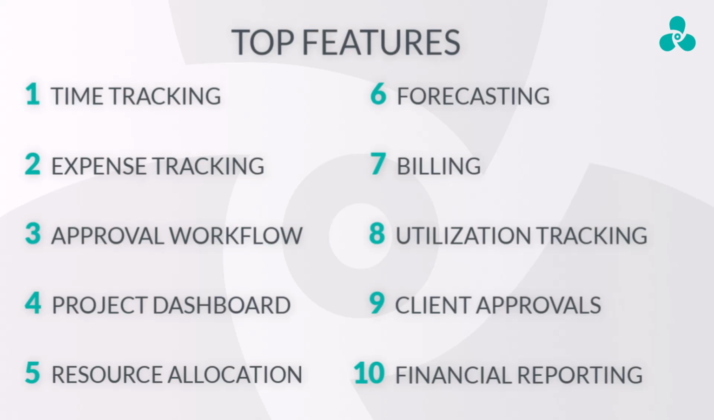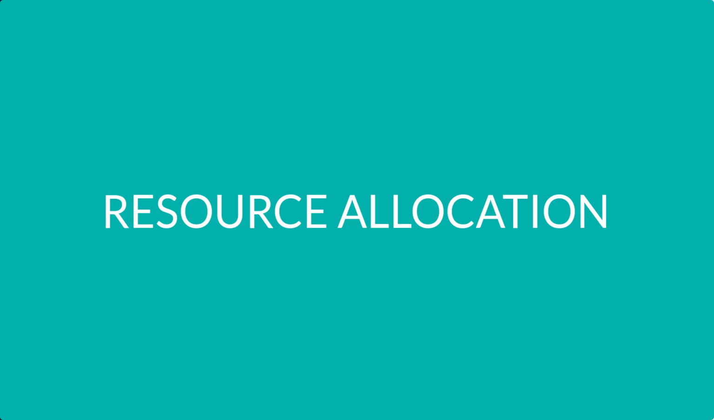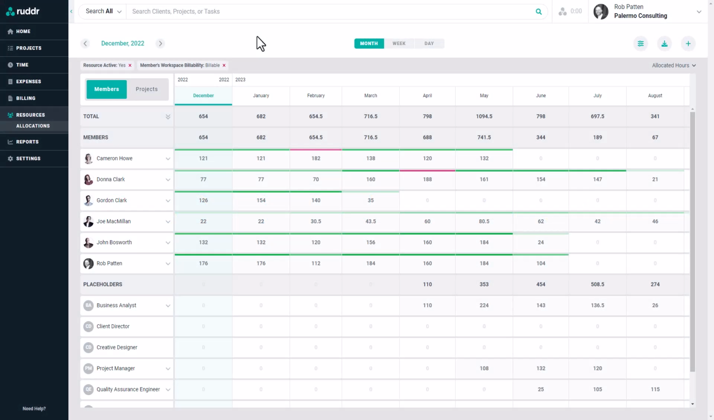The next area we'll take a look at is resource allocation. The resource allocation module within Ruddr is used to assign project work to either workspace members or resource placeholders. Resource placeholders are used when you aren't sure just yet which workspace member will be assigned to the project team.